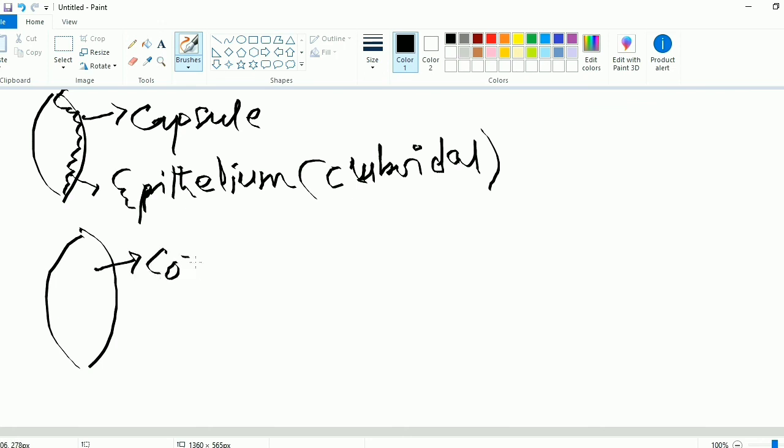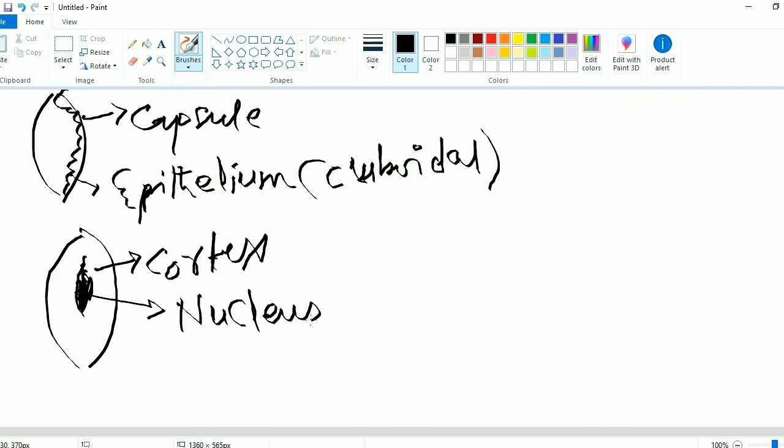And this one is the cortex, present in between the nucleus and the anterior pole of the lens. This is the cortex, and this one is the nucleus of the lens, present at the center of the lens. So we have studied the structures of the lens like capsule, epithelium, cortex and nucleus. The epithelium is cuboidal in nature, and the capsule has two parts.